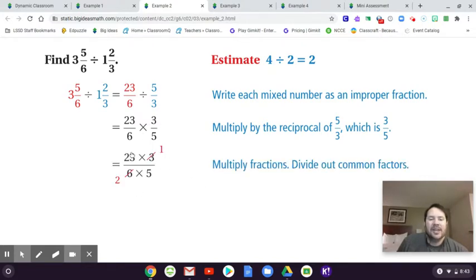So then after you multiply, what is your final answer? Yes, it is 23/10, or you can simplify it to 2 and 3/10.